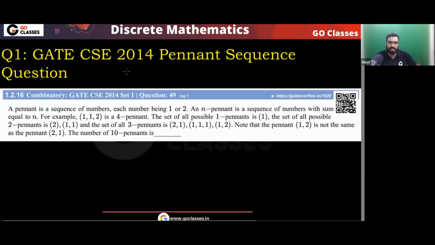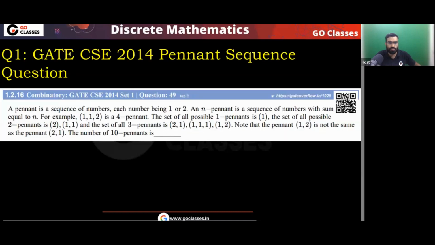This is GATE Computer Science 2014 question on recurrence relation. So let's see. We will see multiple ways to solve this question. So let's start. The question is saying that a pennant, this new word, is defined.